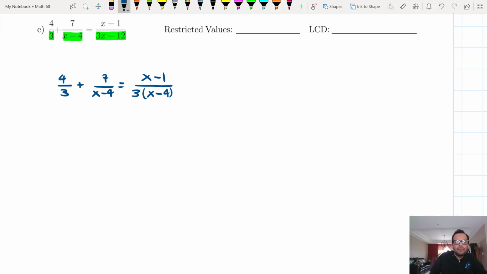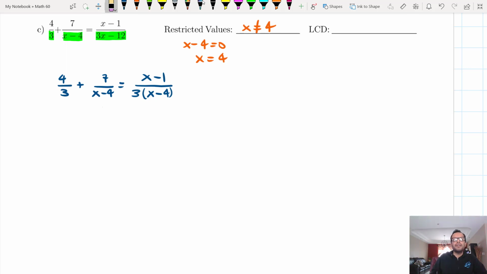Now let's look for restricted values. Observe the variable factors in the denominator. The only one that we have is x minus 4. Let's set it equal to 0, and it turns out x equals 4. So the restricted value is x cannot be 4, because if we plug in the number 4 for the second fraction, 7 over 4 minus 4, what's going to happen in the denominator? We get a 0, and that term will be undefined. We want to make sure that we don't have these undefined terms.